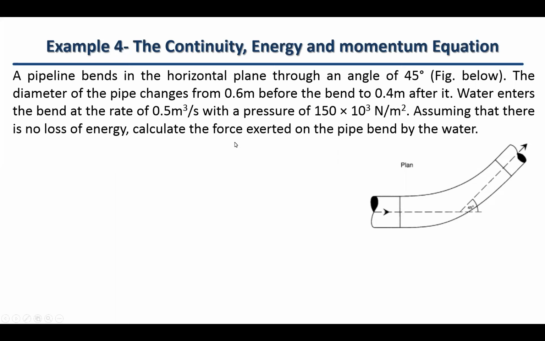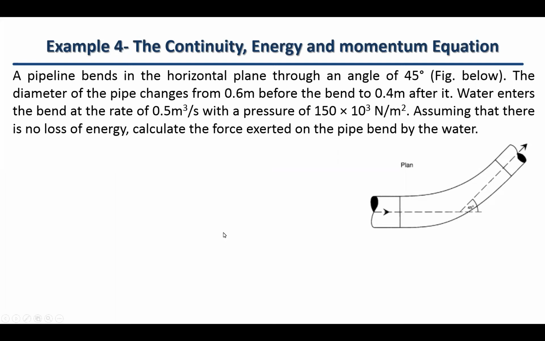So we're just going to need to calculate the force exerted on the pipe bend by the water. As you know, you can divide the force into horizontal and vertical elements and calculate each of them separately, and then the resultant force can be calculated with the angle to the horizontal axis. First of all, we're going to use the continuity equation, then the energy equation, and finally the momentum equation to calculate the force F.